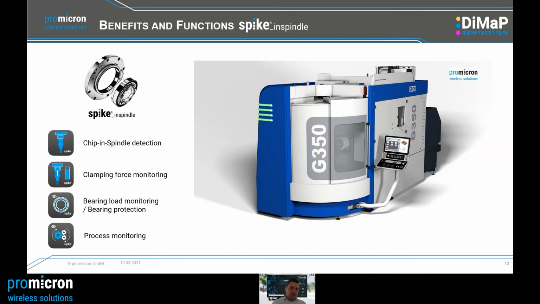What is the benefit and what are the functions of Spike in Spindle? Spike in Spindle is a solution with sensors integrated in the spindle nose. We have here a wireless data transmission. DMG Mori and Grob are supplying that, and all four functions, chip and spindle detection, clamping force monitoring, bearing, and process monitoring, are included in one system. Let's have a review of the Grob solution, how the concept looks.